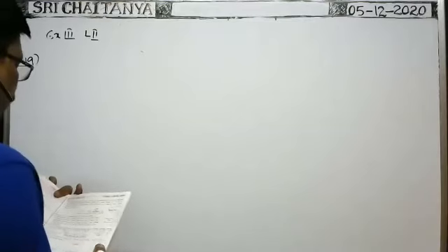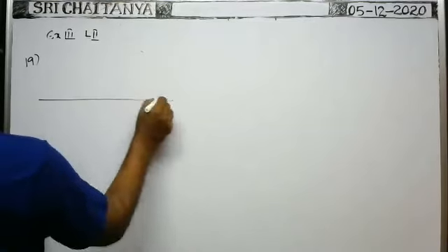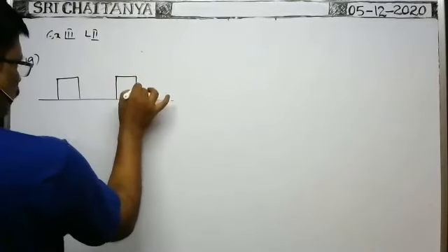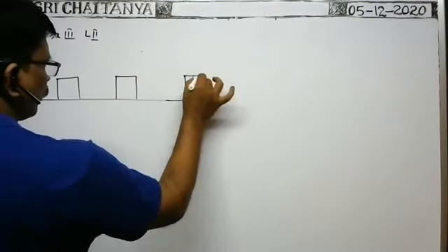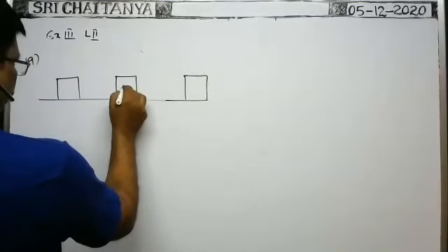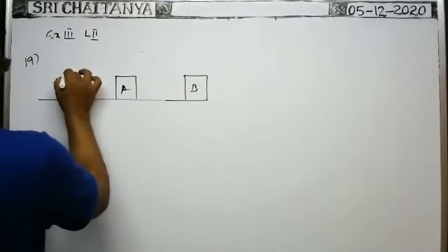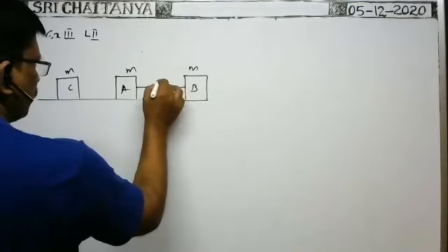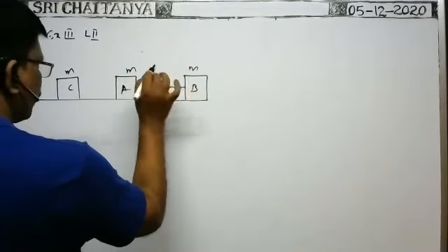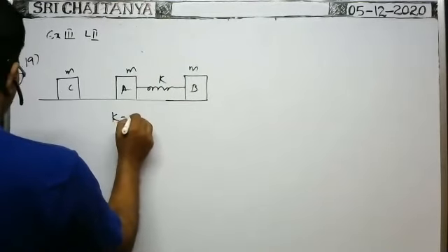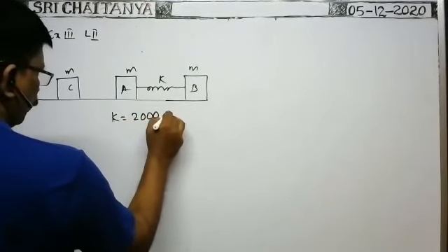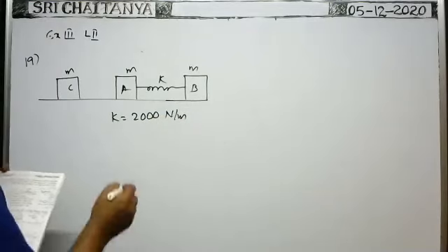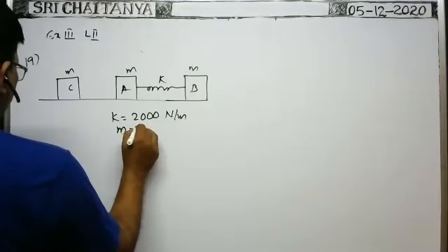Two identical blocks A and B. Here, on the smooth horizontal surface, three blocks having the same masses are kept. Already explained. These blocks are A and B, and this is C. All have the same masses, and these two blocks A and B are joined together by means of a light spring having spring constant K. The K value is given: K is equal to 2000 newton per meter. Now the mass of each block M is given.